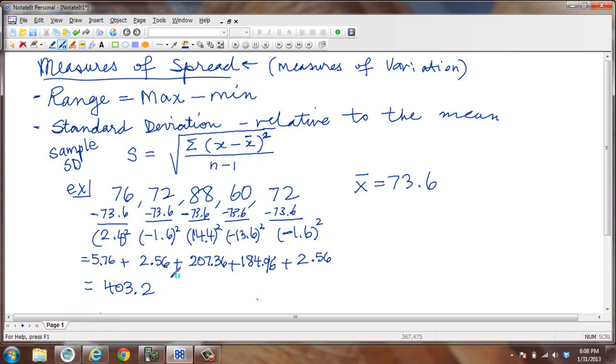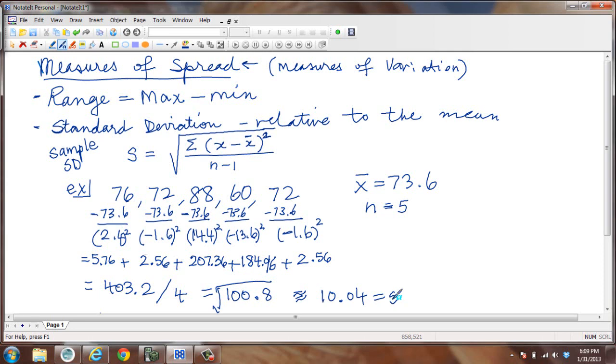Okay, I've added up the sum of the squared differences. I want to divide this by n minus 1. N here, if you remember, is the sample size. N equals 5. 5 minus 1 gives me 4. So when I divide 403.2 divided by 4, I get 100.8. And I want to take the square root of that because that is what the equation tells me to do. So when you take the square root of that, you get 10.04, roughly. This is your standard deviation.